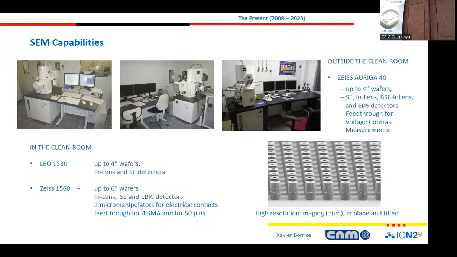Okay, and then outside the clean room we have this system, the Auriga, which has the same detectors plus an X-ray detector, which allows us to detect materials by composition. Okay, that's also important. And here we also do voltage contrast measurements for the people from Traverse, which is basically exciting the circuit while we are imaging. Okay.